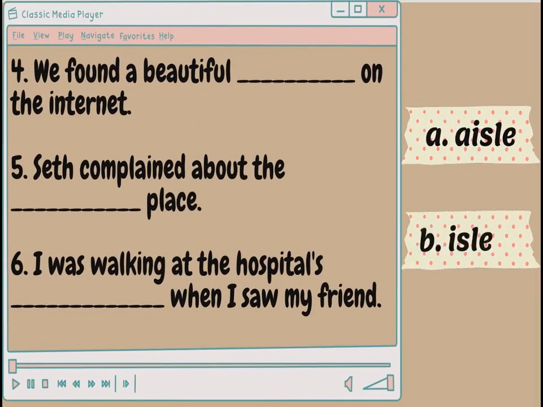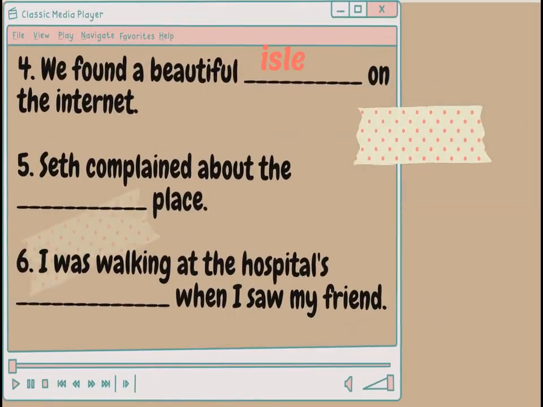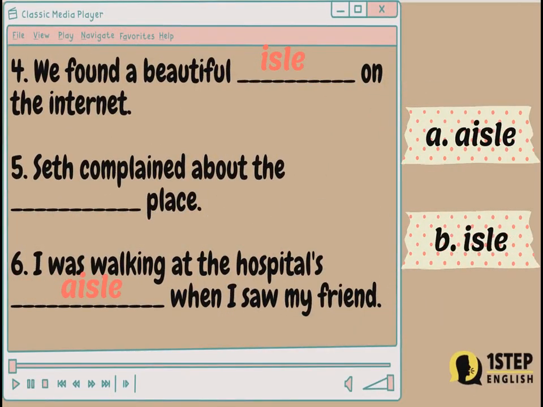Number 4. We found a beautiful blank on the internet. Number 5. Seth complained about the blank place. Number 6. I was walking at the hospital's blank when I saw my friend. Letter A. Aisle. Letter B. Isle. The correct answers are: Number 4.